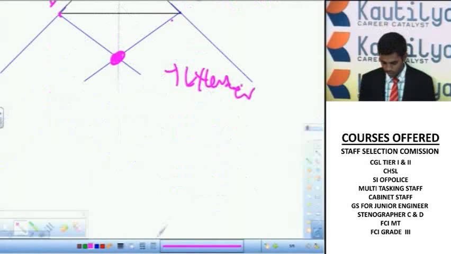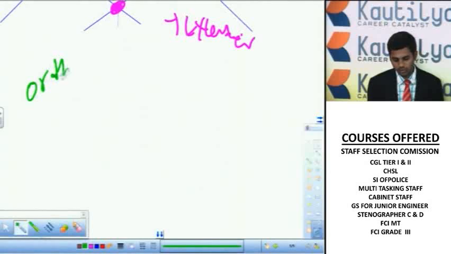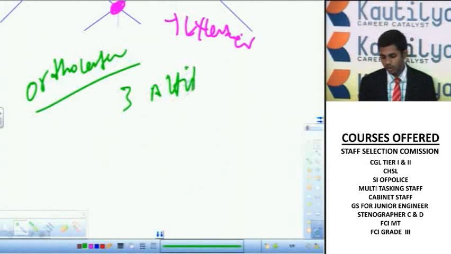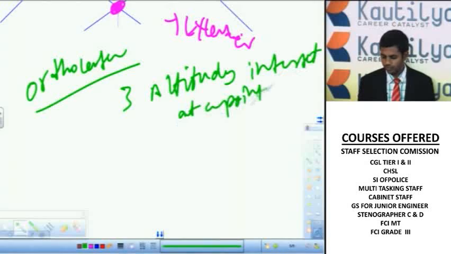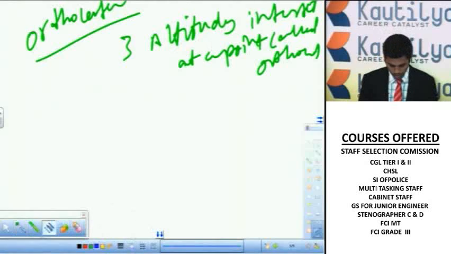Similarly, coming to the orthocenter. What is meant by orthocenter? Orthocenter is nothing but the point of intersection of three altitudes in a given triangle. Three altitudes intersect at a point called the orthocenter. One more thing here: altitude we should not confuse with perpendicular bisector. Though it is an altitude, though it is 90 degrees, it may or may not divide the other side into two equal halves. So, drawing the triangle.